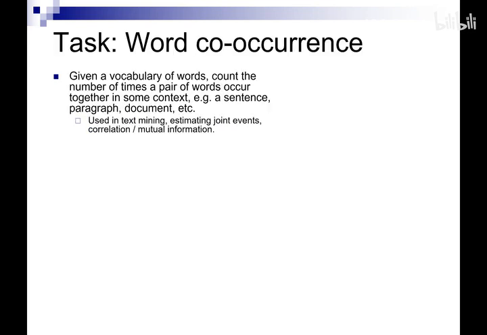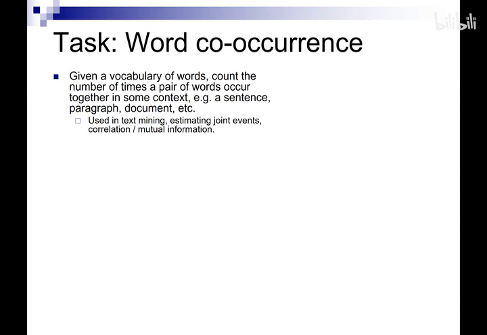So the next problem we're going to look at is word co-occurrence. The setup for this problem is that suppose we have a set of words, and we want to count the number of times that a pair of words occur together in some context, for example, in a sentence, in a paragraph, or in an entire document.